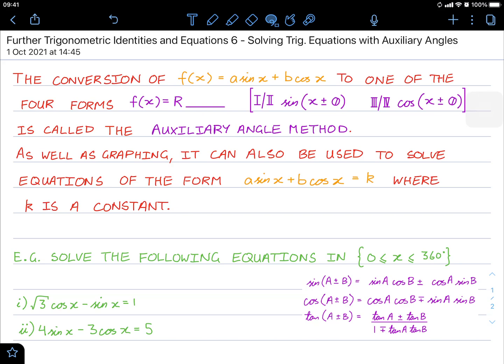Hello class, this is a video tutorial on further trigonometric identities and equations. In this video, we'll be looking at solving trig equations with the auxiliary angle method.